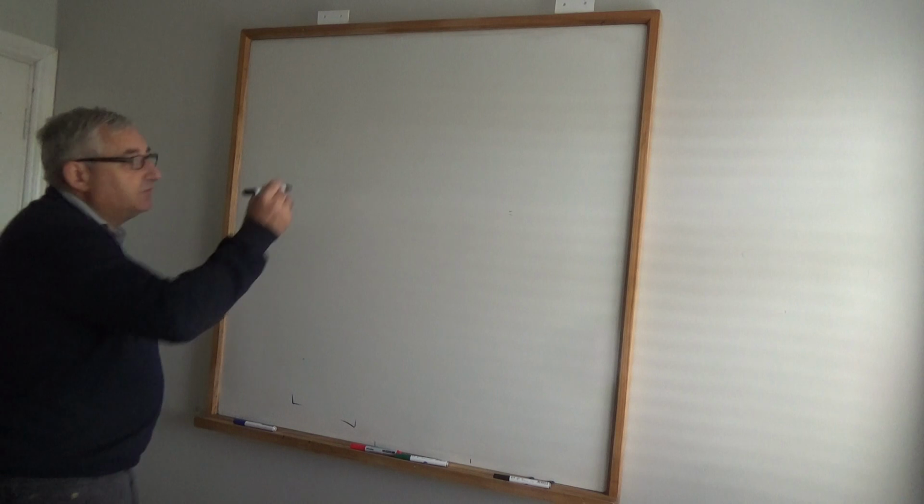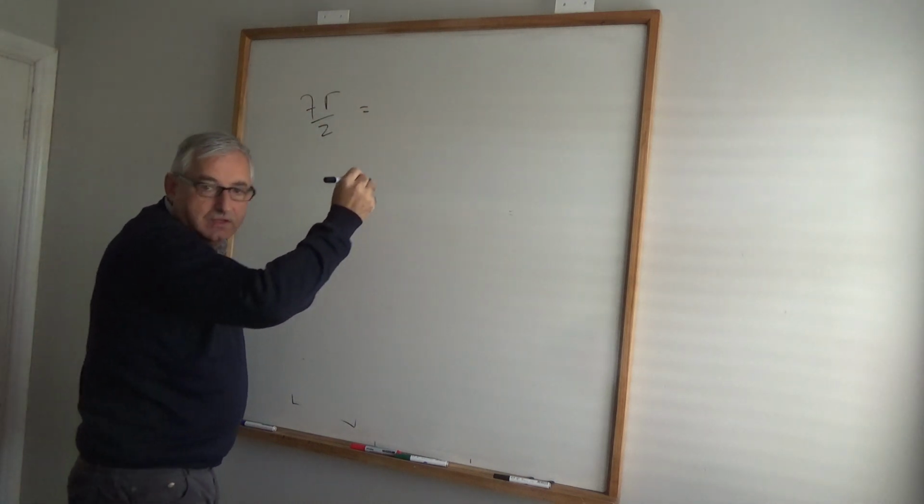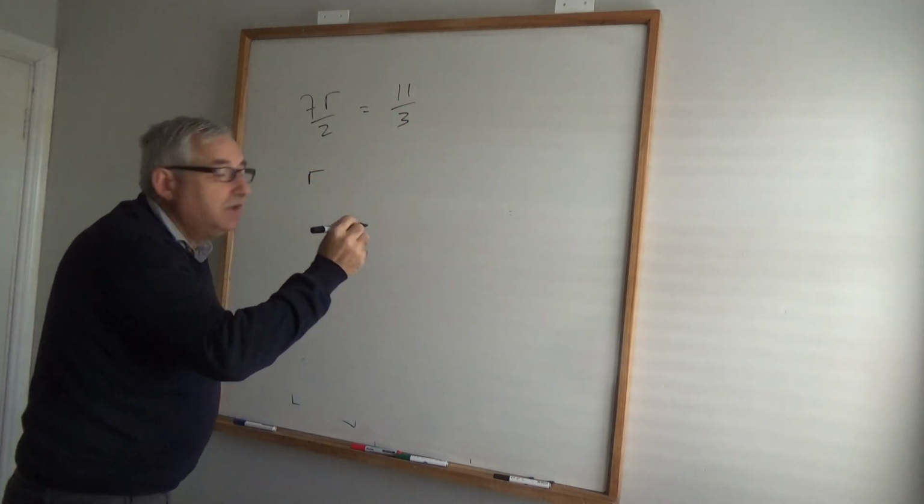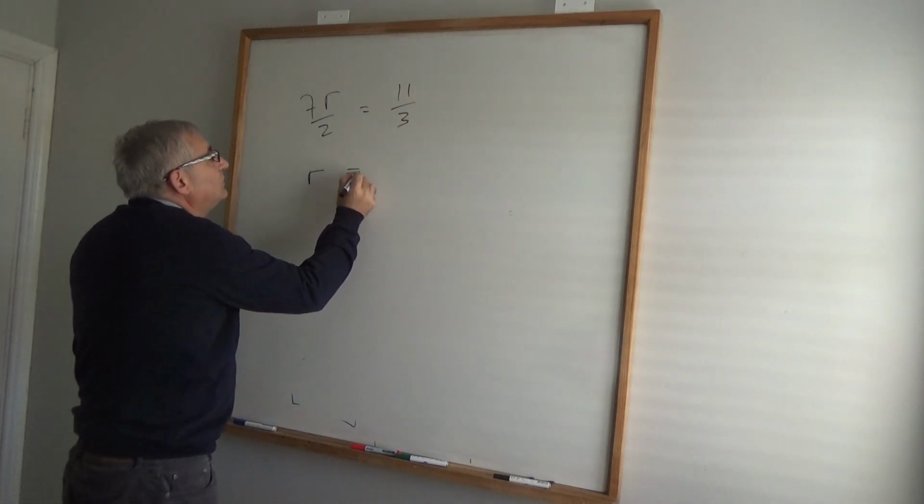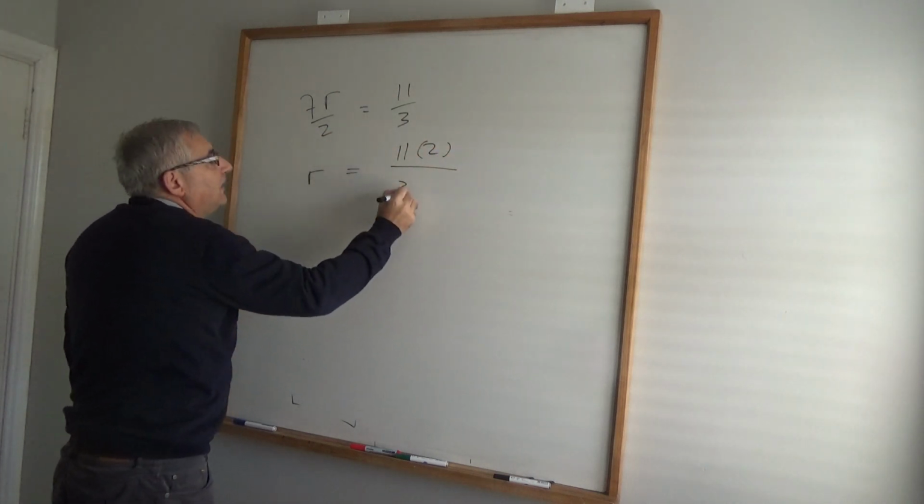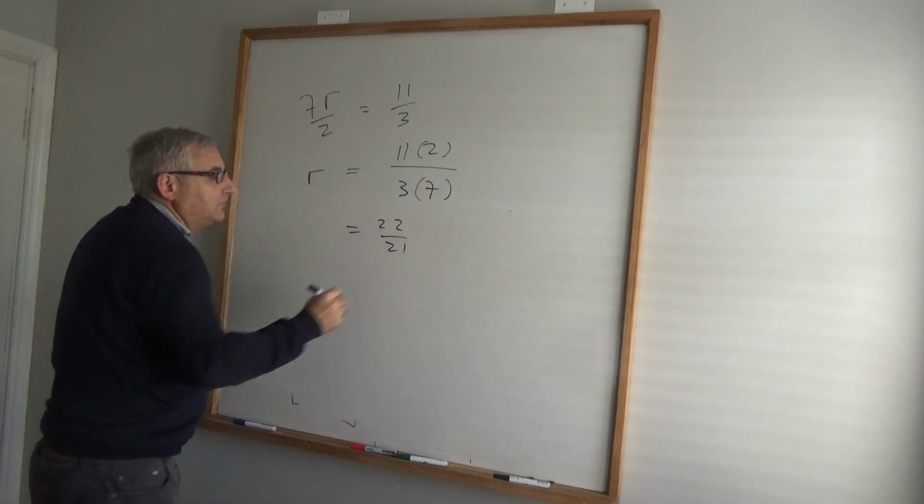Okay, so you have 7r over 2 equals 11 over 3. So r is equal to, so the 2 comes up, 11 twos, and the 7 comes down, 3 sevens, 22 over 21.